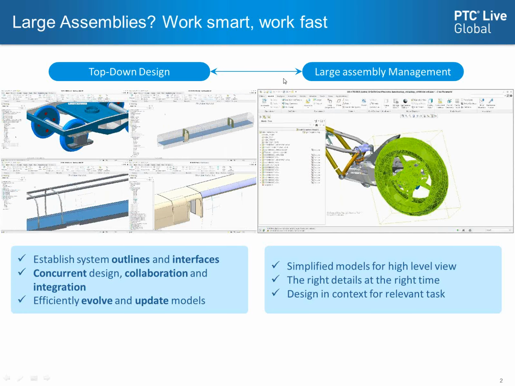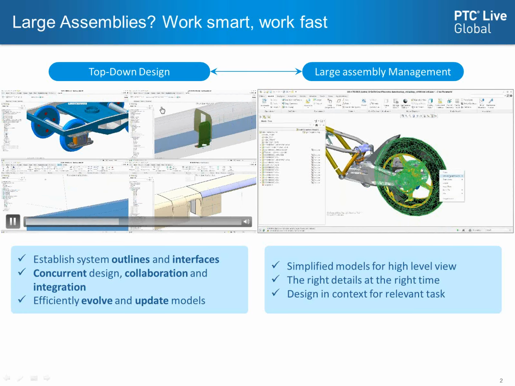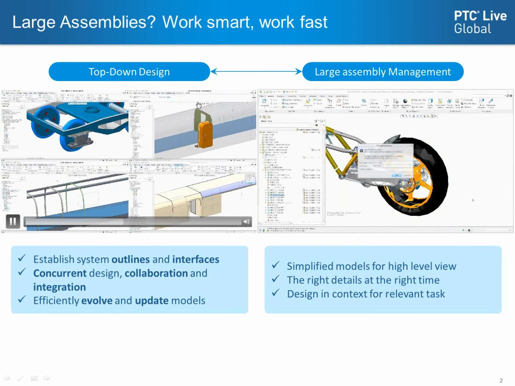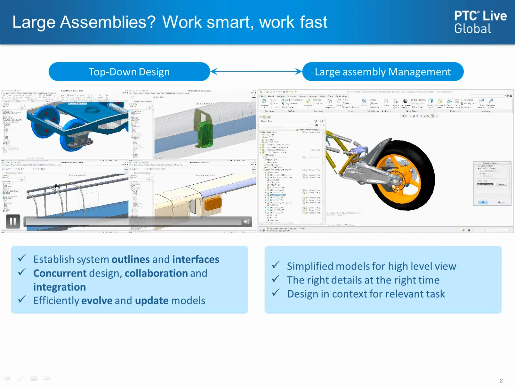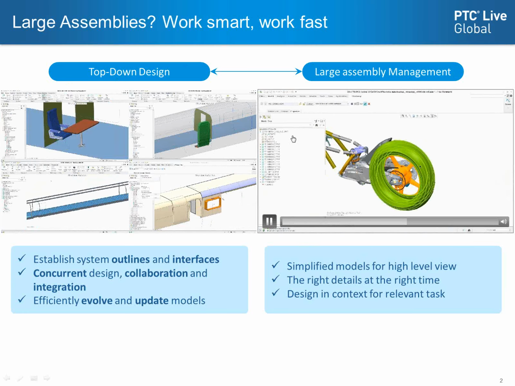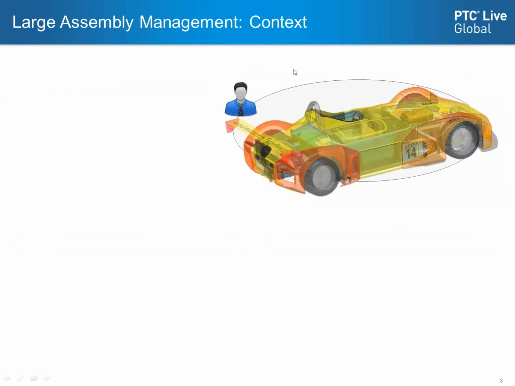So I just wanted to clarify that point right away, because there is sometimes a confusion of what extension is required for what capabilities. So the advanced assembly extension usually talks about the top-down design, and large assembly capabilities are part of the basic Creo package. So let's first start off with the large assembly management.